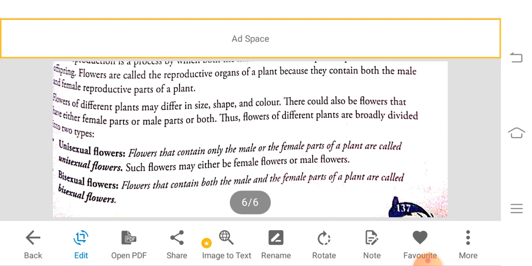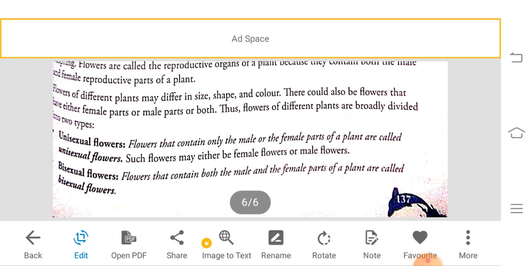And next is the bisexual flowers. Flowers that contain both the male and the female parts of a plant are called bisexual flowers.